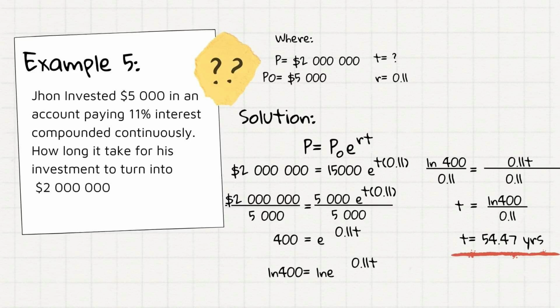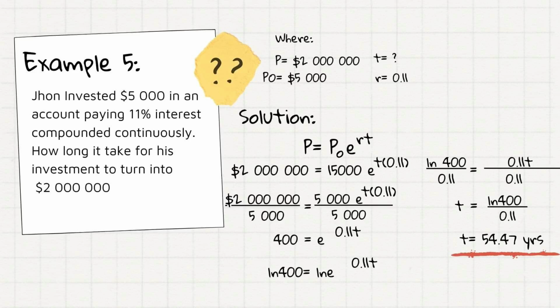Here is the solution. So using the PORT method, let's substitute. P is the future amount, which is $2 million, is equal to P sub O, which is $5,000, multiplied by e to the exponent of 0.11 multiplied by T. Next, let's simplify by dividing both sides by $5,000. So $2 million divided by $5,000 is equal to 400 equals e to the exponent of 0.11T.